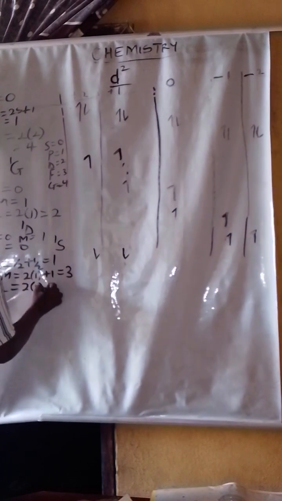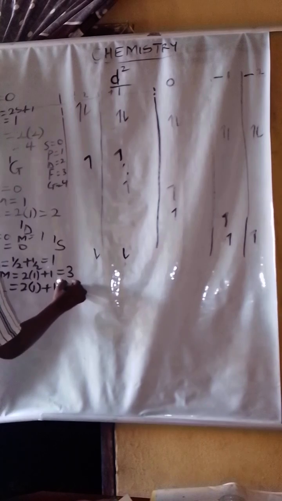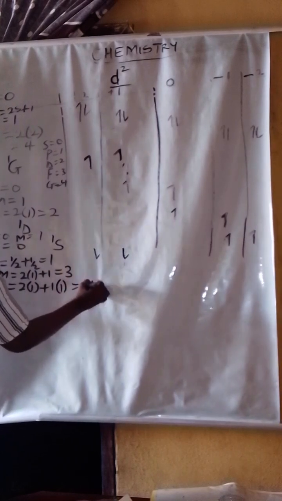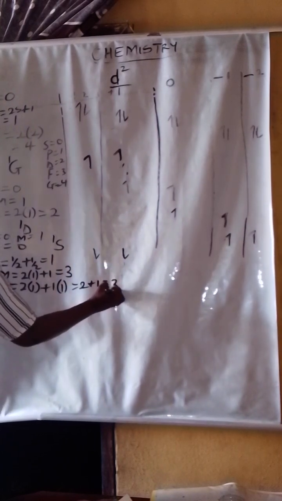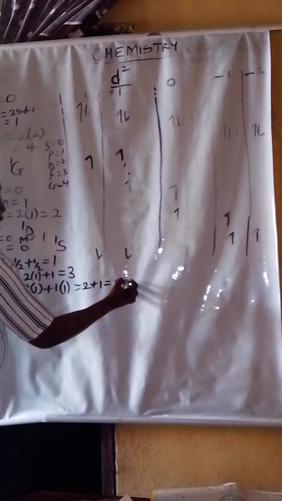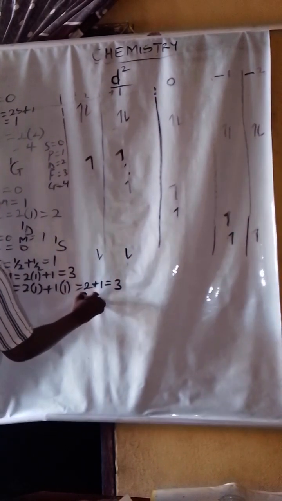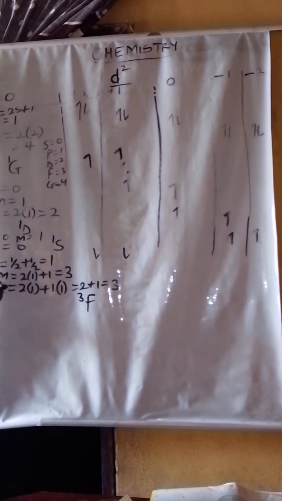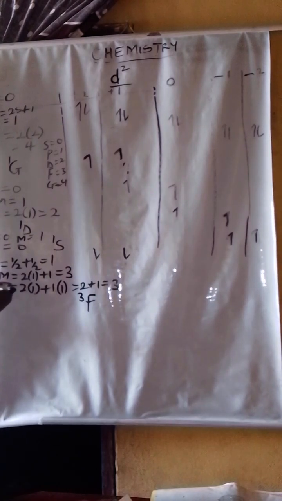We have 1 plus 1 into bracket 1, and that's going to give us 2 plus 1. We end up having what? 3. And when we have 3, that is what? F. So we have 3F.